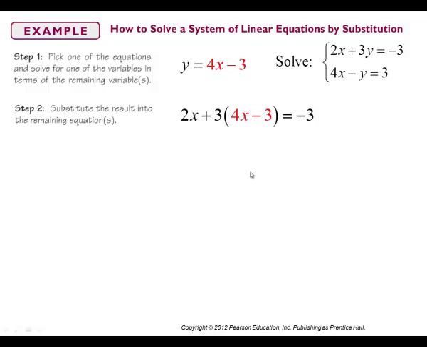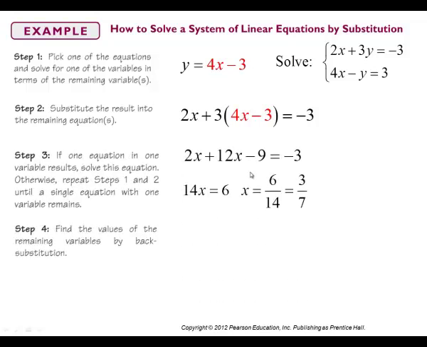So now we distribute the 3, excuse me, and then simplify from there. So from this point, you get 2x and 12x is 14x. Apply plus 9 to both sides and you get 6, and then divide by 14 and simplify that, and you get 3/7. Okay, that's our x value.